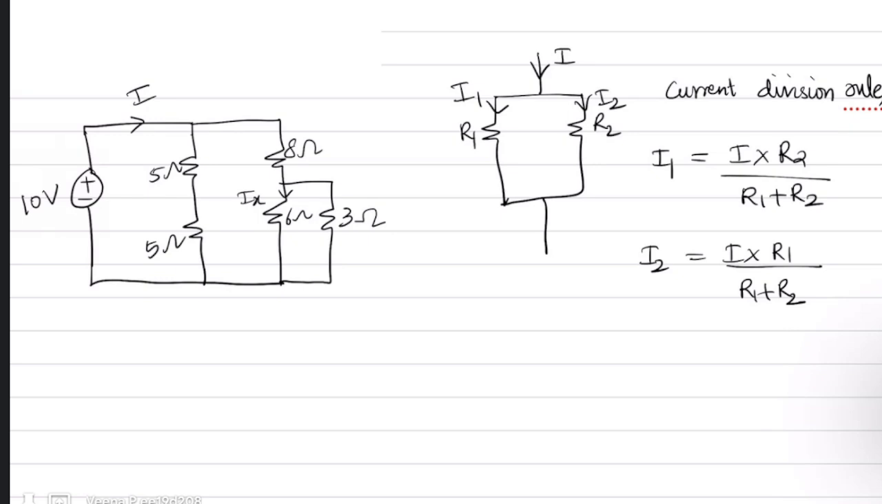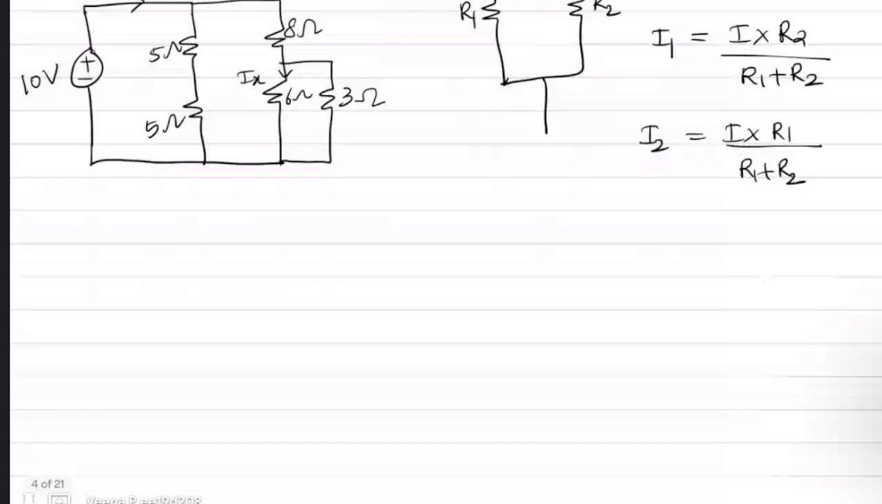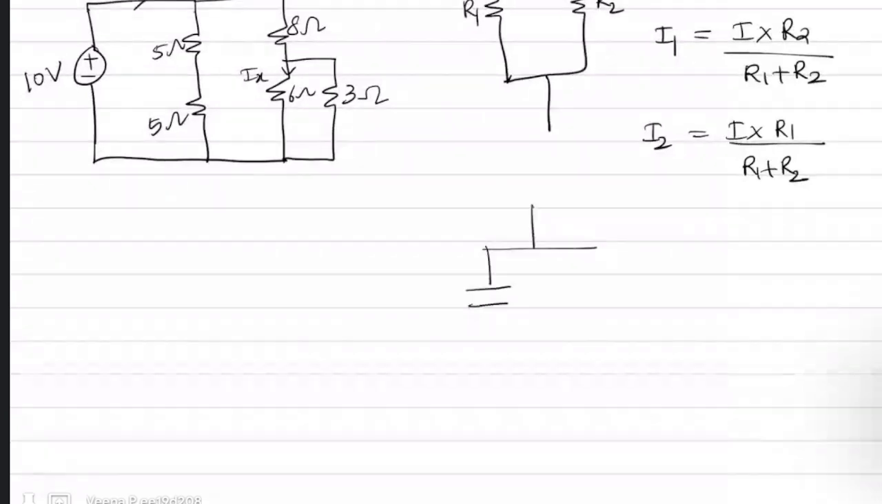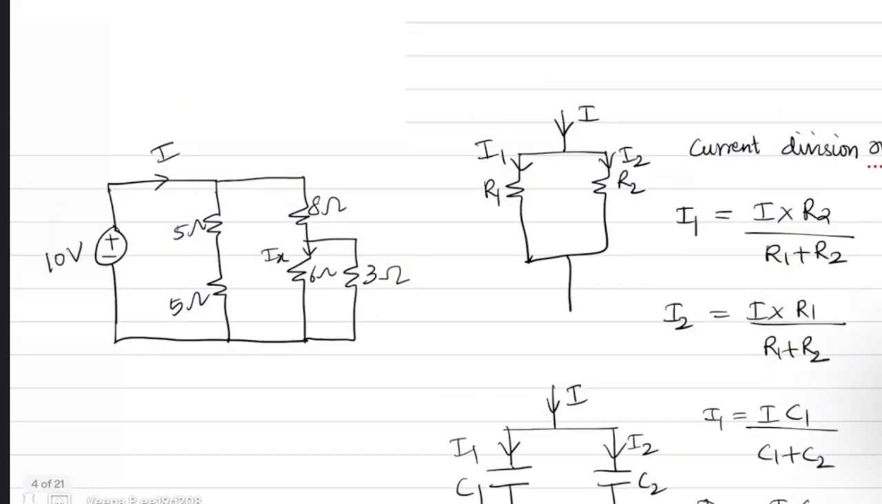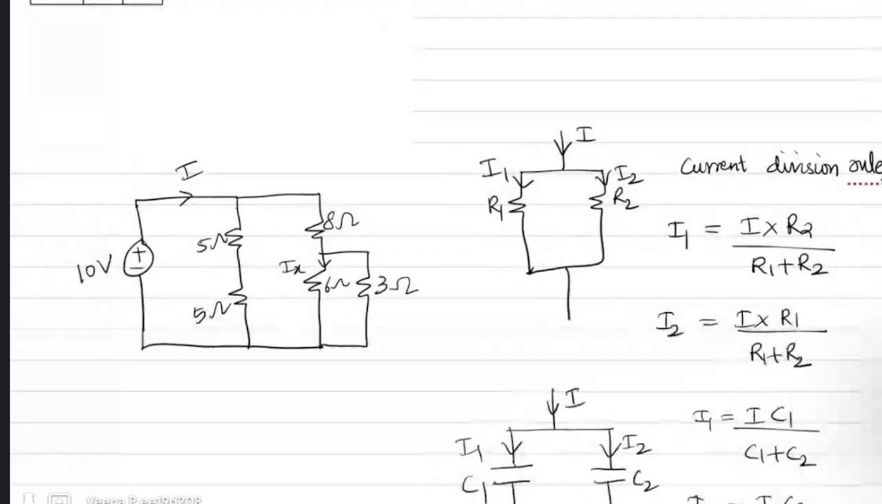But in the case of capacitance, there is a slight change in the current division rule. If you have two capacitors in parallel and the total current is I, and the current through capacitor C1 is I1 and C2 is I2, then I1 is I times C1 by C1 plus C2. So the current division rule for capacitors has a slight difference. It is directly proportional to the capacitance of the branch. But in the case of resistors as well as inductors, the current through the branch is proportional to the resistance or inductance value of the opposite branch. So the current division rule is how I am going to solve this problem.